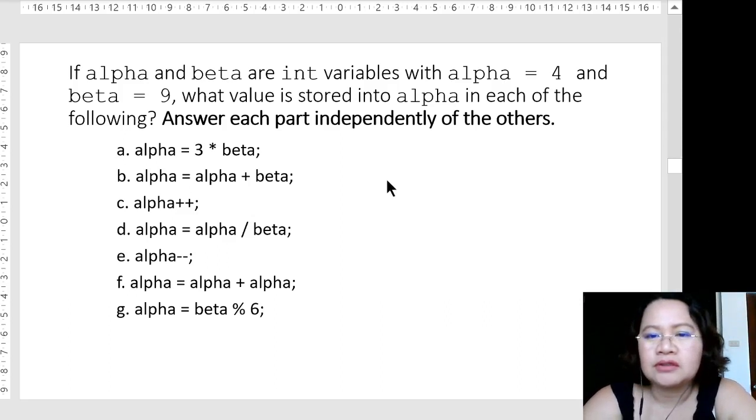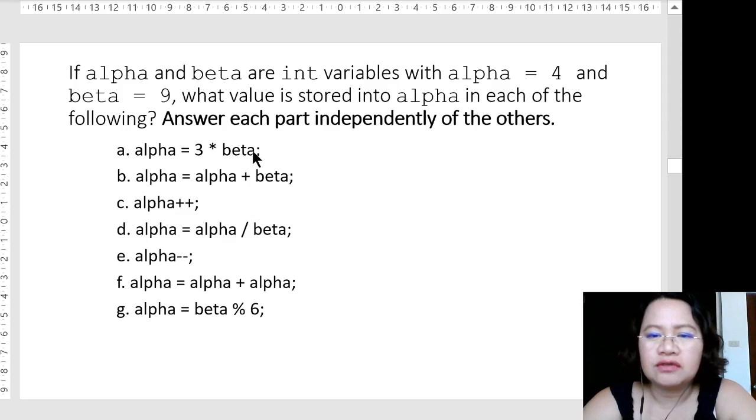Here the instruction is: if alpha and beta are int variables, with alpha having an initial value of 4 and beta an initial value of 9, what value is stored into alpha in each of the following? What will happen to alpha after you do this?